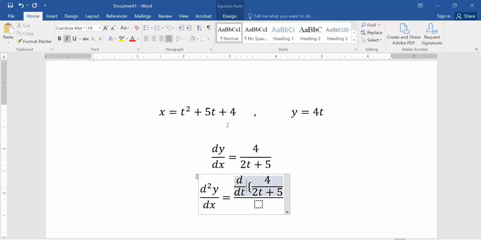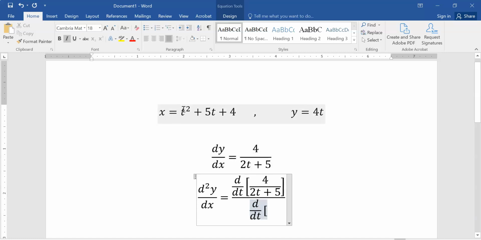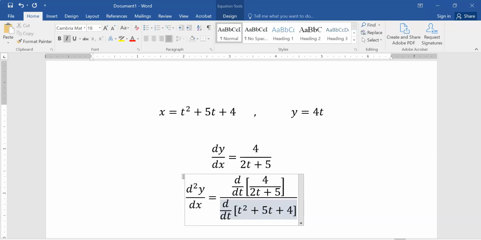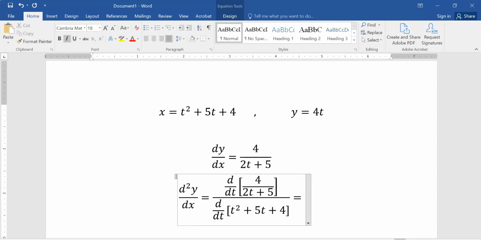I should probably use a different square bracket instead of set brackets. So derivative with respect to t of that. And then we're going to take a derivative with respect to t of x again. So that's the derivative of t squared plus 5t plus 4. All right. So that's the idea. Derivative with respect to t of the first derivative, 4 over 2t plus 5. And then derivative of x.